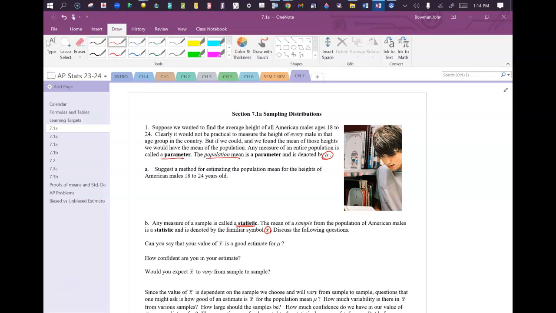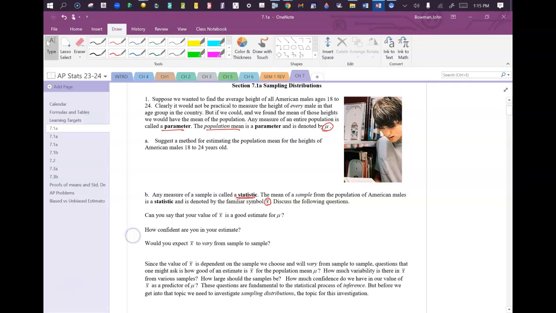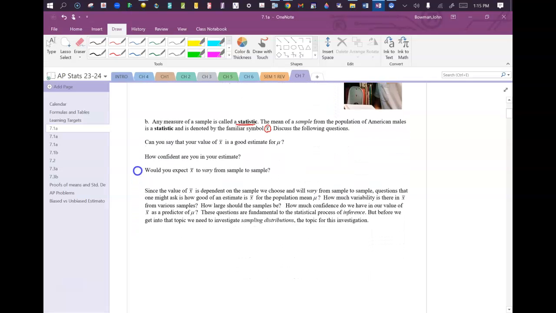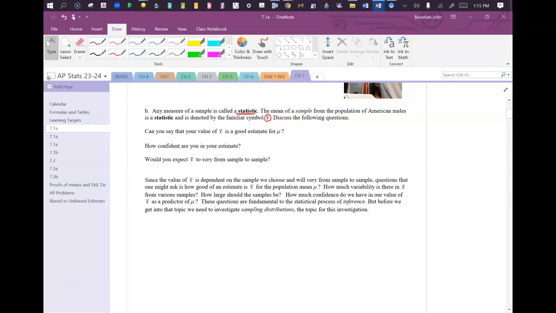A couple questions about your sample mean. Can you say that your sample mean is a good estimate for the population mean? Maybe, maybe not. Even if it's unbiased, it might not be a good estimate. How confident are you in your estimate? Well, that goes along with the first part. I don't really know. Would you expect your sample mean to vary from sample to sample? Hopefully, based on what we did way back in Chapter 4 with sampling, you would say, yes, I would expect the sample mean to vary from sample to sample.